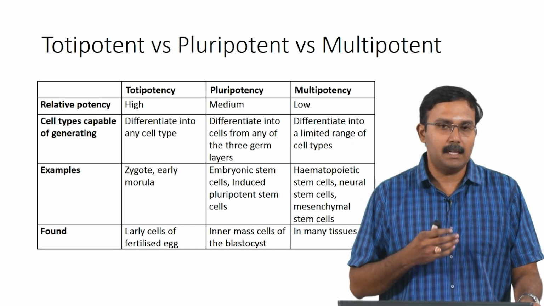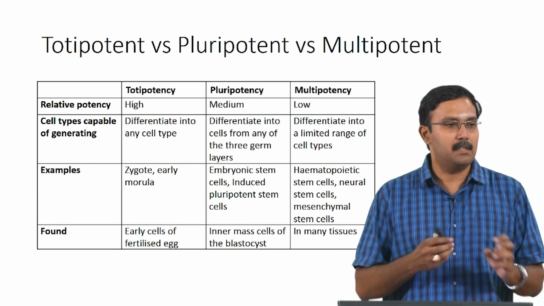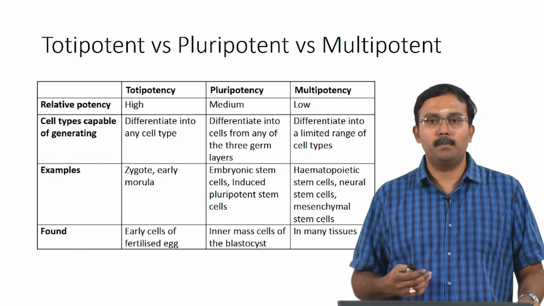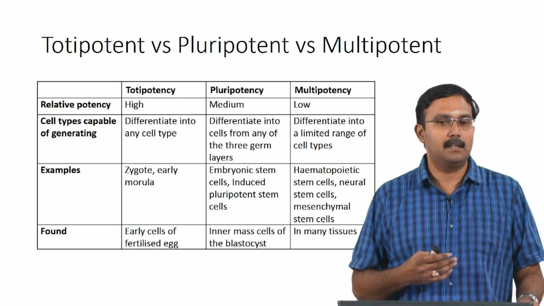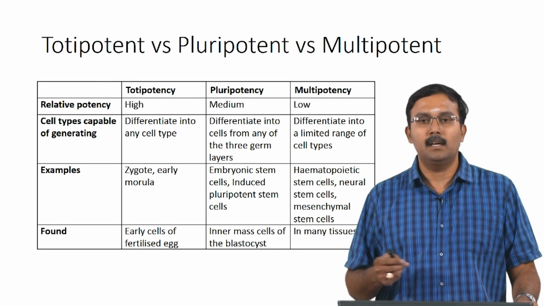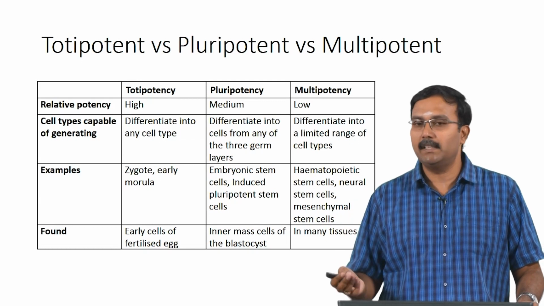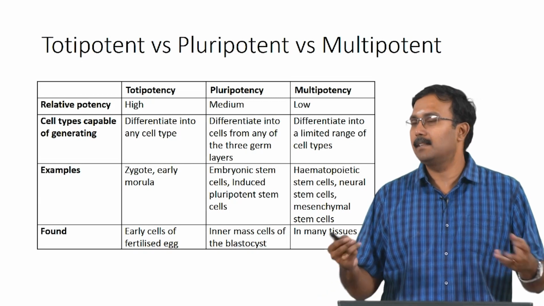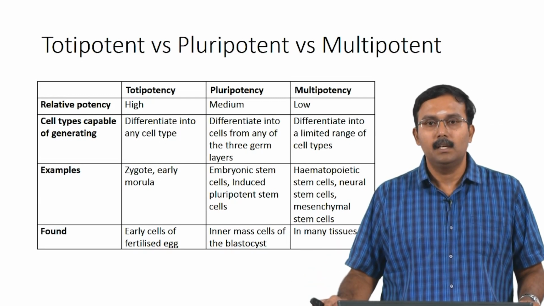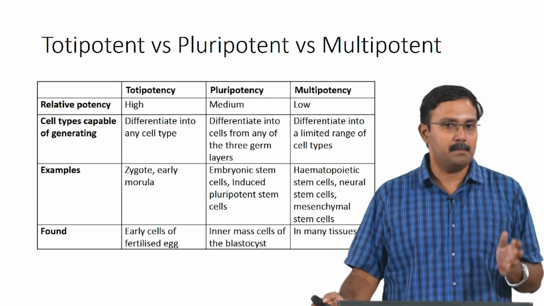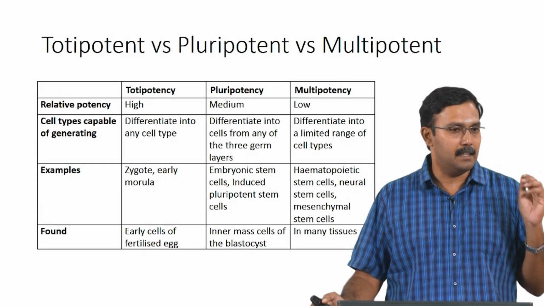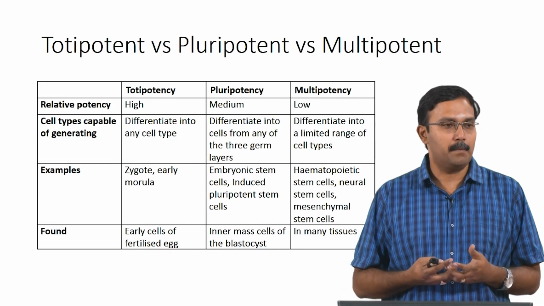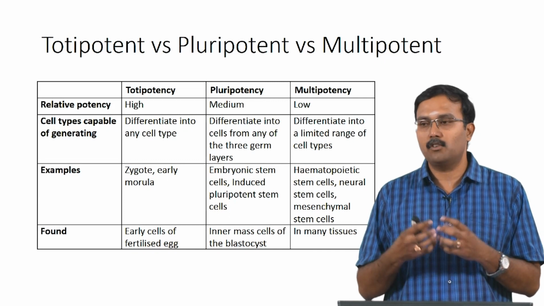So, examples are zygotes and early morula, which is the first few cell divisions of the embryo, and embryonic stem cells would be pluripotent stem cells, and induced pluripotent stem cells are also pluripotent. Hematopoietic cells, mesenchymal stem cells, neural stem cells are all examples of multipotent stem cells. So, these are basically different types of adult stem cells, and totipotent stem cells are found in the fertilized egg and the early cells of the fertilized egg, and pluripotent stem cells, which is the embryonic stem cell, is found in the inner mass of a blastocyst.